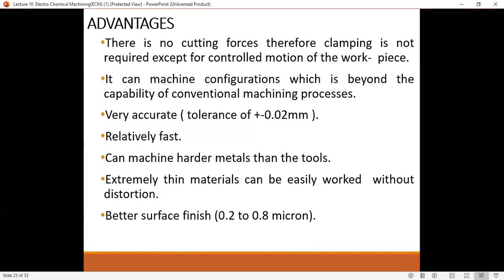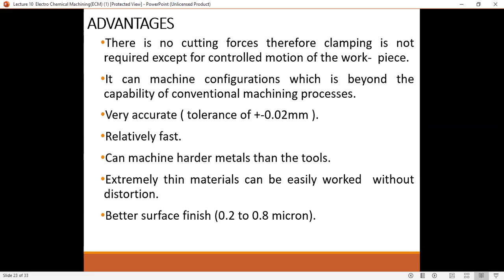So, advantages of this particular process. One is there are no cutting forces. Therefore, clamping is not required except for controlled motions of the workpiece. There's no contact between the workpiece and the tool. Therefore, clamping is not required except for controlled motion of the workpiece, if you want the workpiece to move relative to the tool.